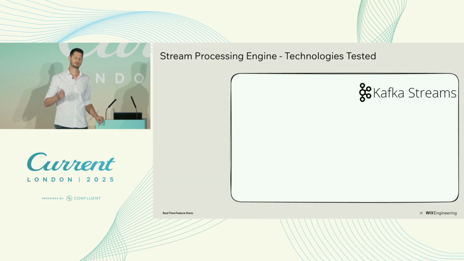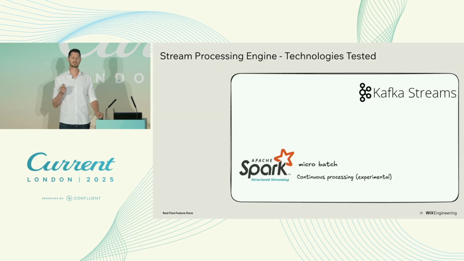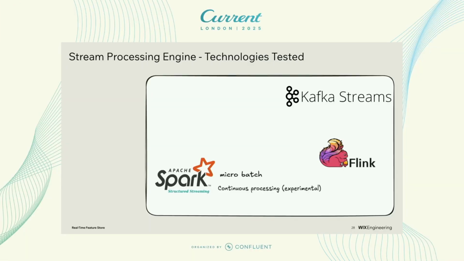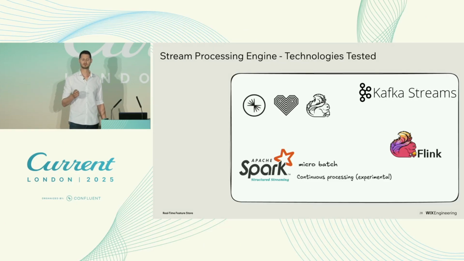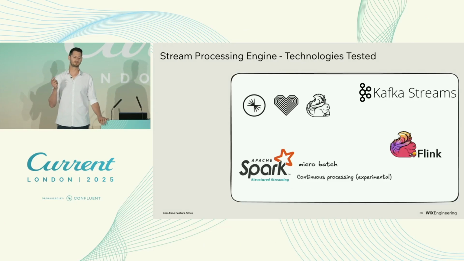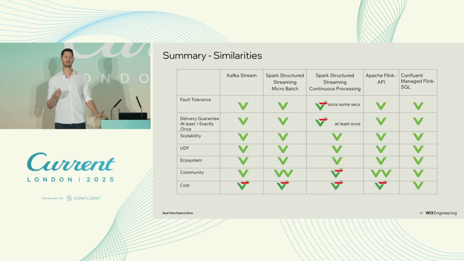Let's start with the open source. We took Kafka Streams, Spark Structured Streaming, and Flink. But we also checked a managed solution, like Confluent's managed solution for Flink. On each one of these technologies, we did a POC to see how they would perform in our environment. And as a result, we created pros and cons for each of these technologies. So we created a comparison table to choose one. Here is the similarity table.